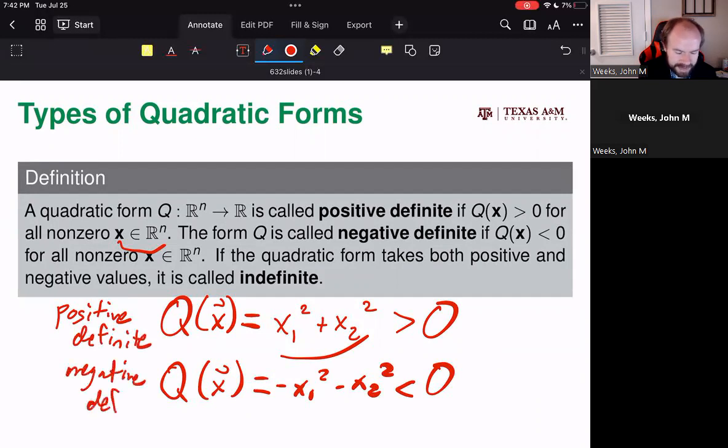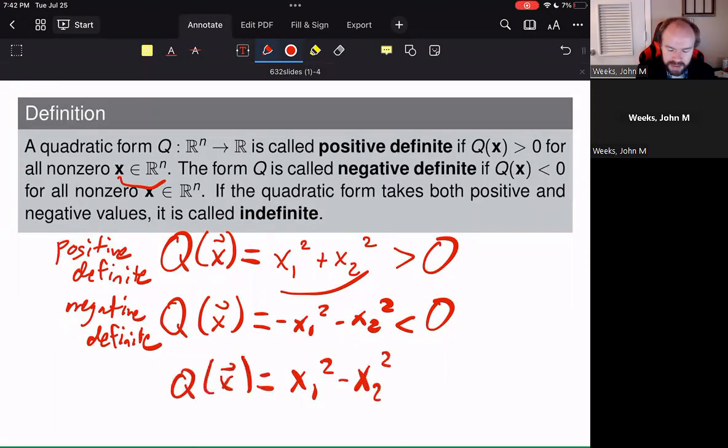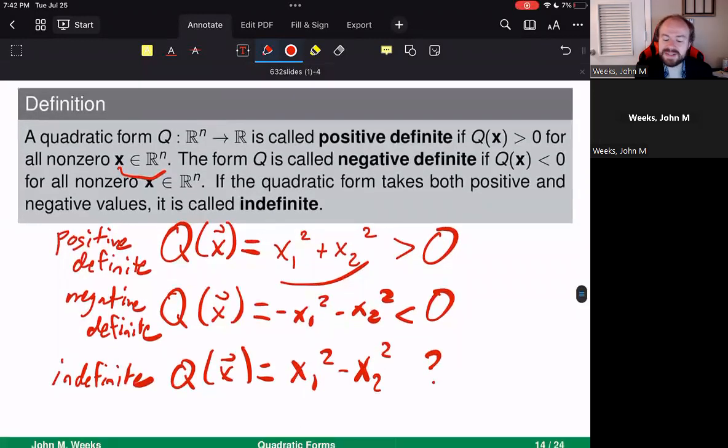So these are two examples of these sorts of quadratic forms. And if a quadratic form takes on both positive and negative values, maybe something like x1 squared minus x2 squared, then this one is going to be indefinite, because sometimes it is positive and sometimes it is negative. It just depends on what non-zero vectors you are plugging in there. Now, this needs to be true for all vectors that you plug in here, both ones that are positive and ones that are negative. All non-zero x in Rn.